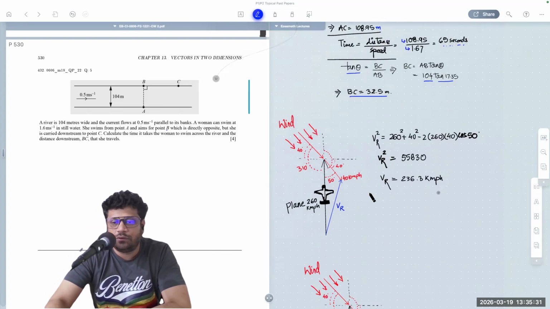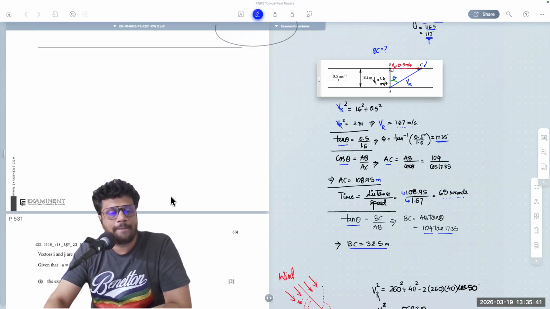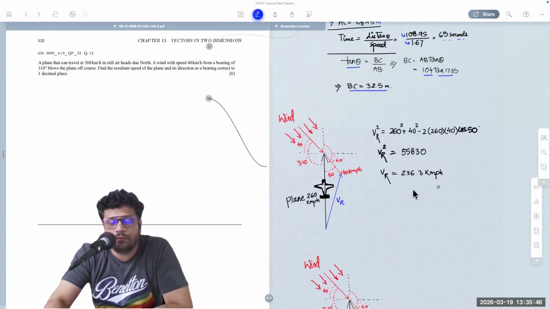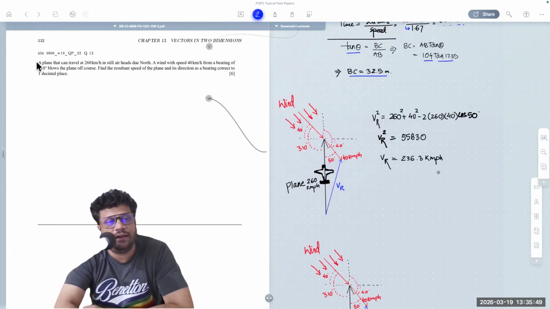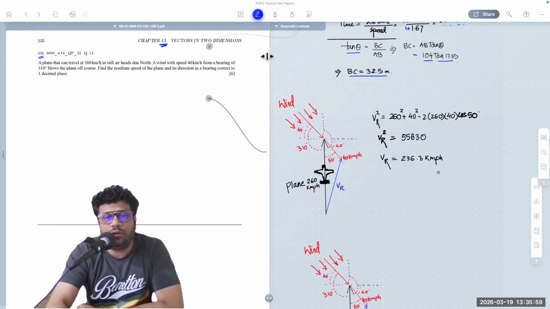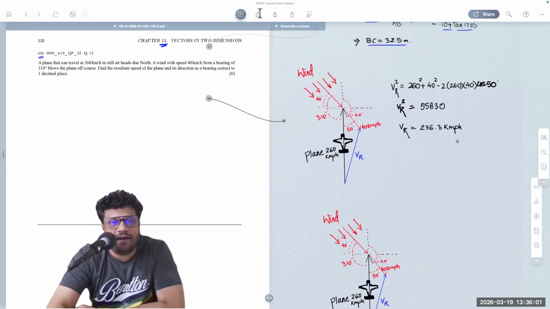Okay, so let's look at another question now. Let's see. We have a plane here. This is question 434 from the 13th chapter on the P2 book. What do we have here? We have a plane which heads due north. So there it is, the plane moving north.